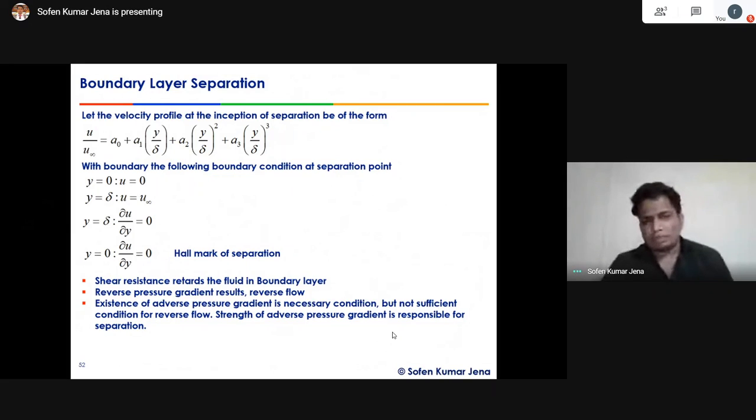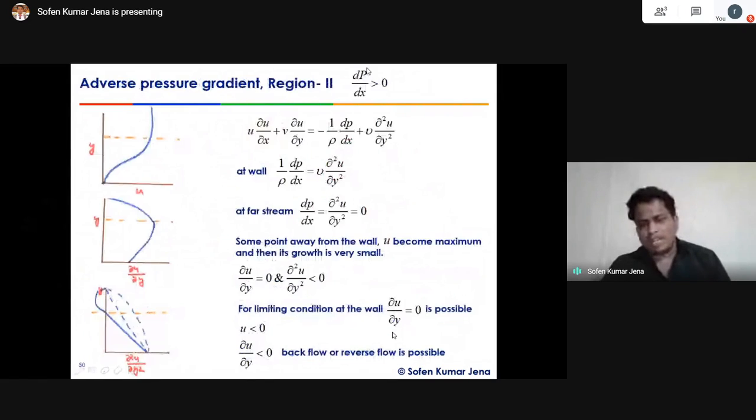There is a misconception that should not be confused: that if del p by del x is greater than 0, there is always reverse flow. It is not the condition, because why? The flow is coming, it has some finite amount of inertia or acceleration. So that force is damped away by our solid boundary that is providing resistance. If it is moving further, another force comes to the fluid, that is the pressure gradient, which is acting in the reverse direction.